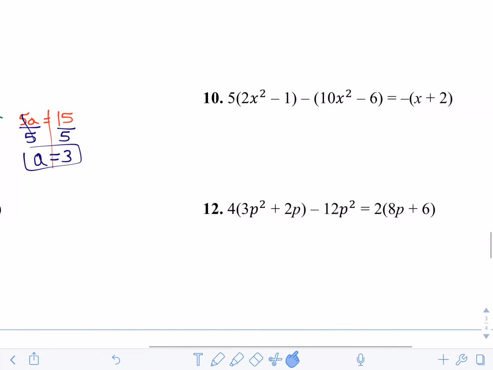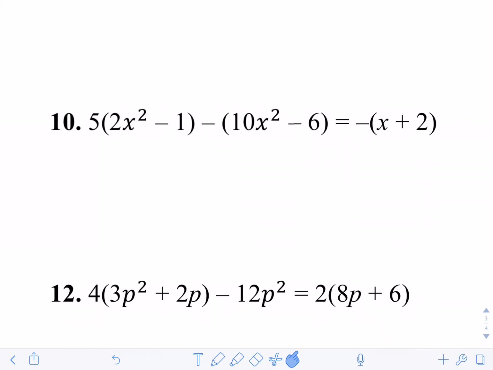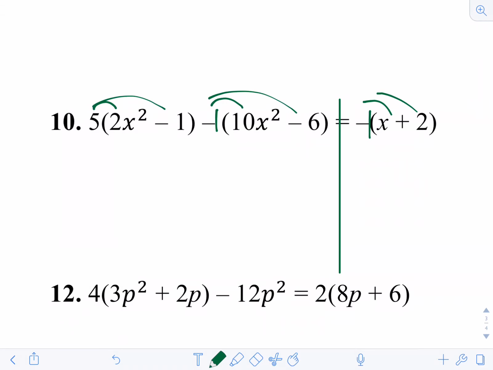Okay, let's do number 10. So I'm going to draw my line down the equal sign. I'm going to distribute the 5 and against the -1 and another -1. So lots of distributing on this one.